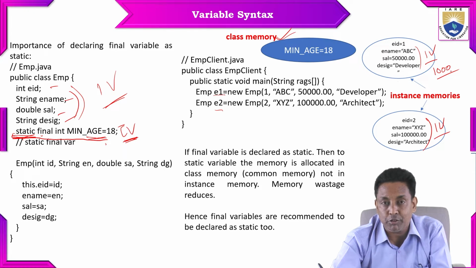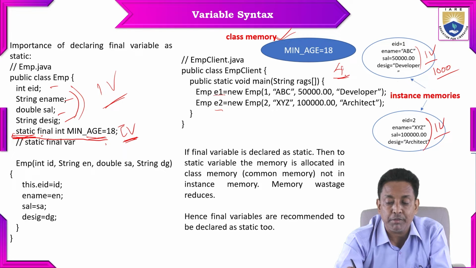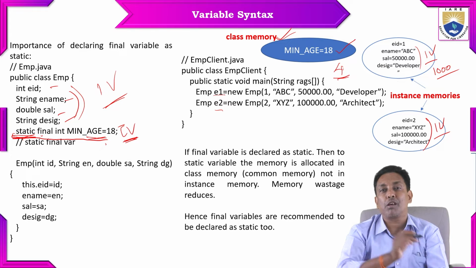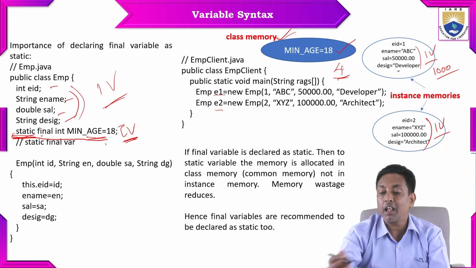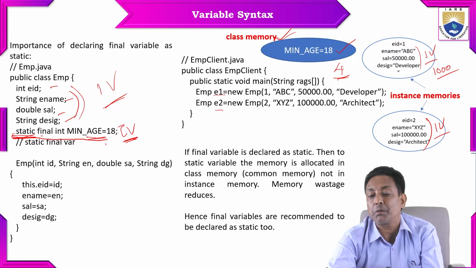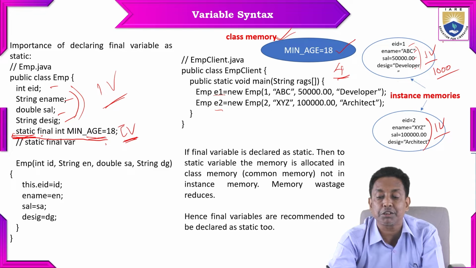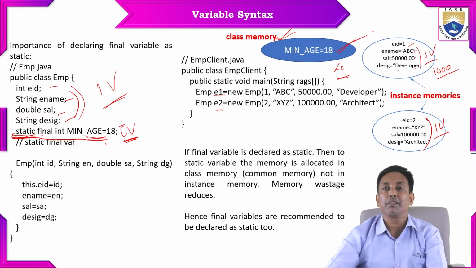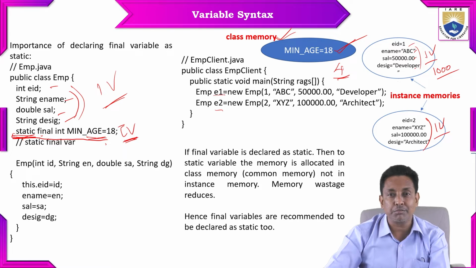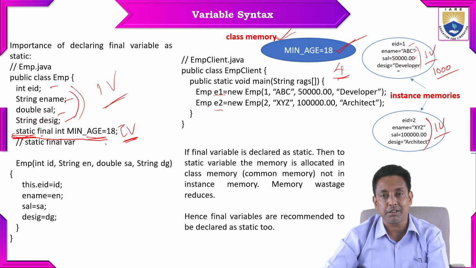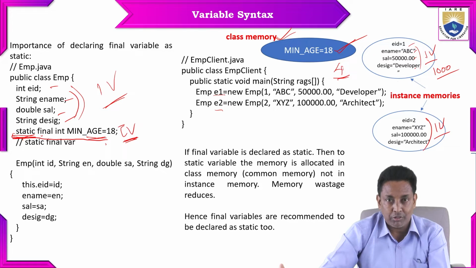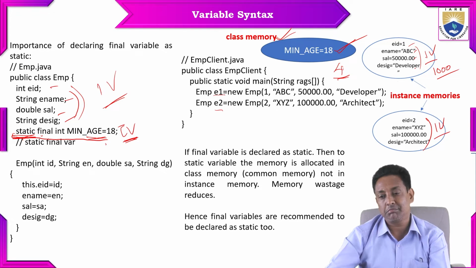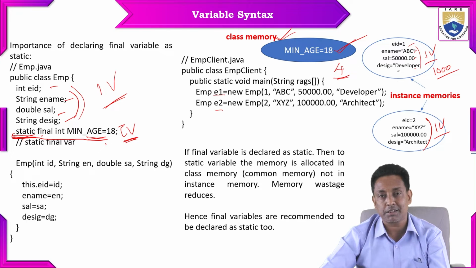So you declare the final variable as static. Previously 1000 into 4 bytes of memory was unnecessarily allocated. Now only 4 bytes of memory will be allocated to the min_age variable, for as many employee objects as you create. In these instances, only instance memory will be allocated to employee name, salary, and designation, but not to this final variable. Memory consumption is reduced, optimized, and better managed if a final variable is declared as static. If you don't declare a final variable as static, unnecessary memory consumption takes place. That is the point.